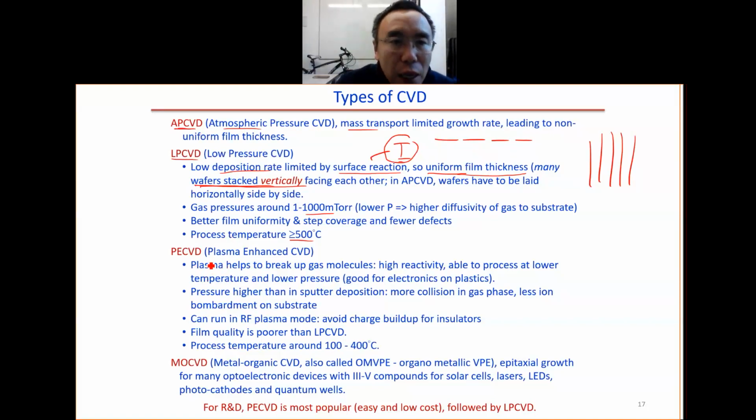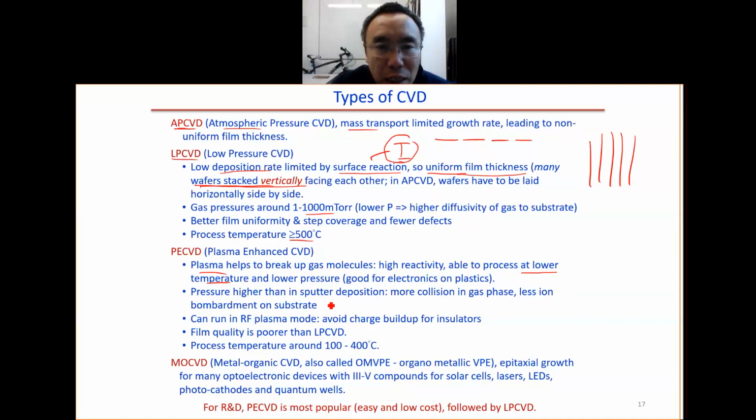The third one is plasma enhanced CVD. In this case, we have the plasma to help the chemical reaction. So we can do this at a lower temperature. When we have the plasma, we do not need thermal energy. We can use mainly the plasma energy, so we can do it at a lower temperature.